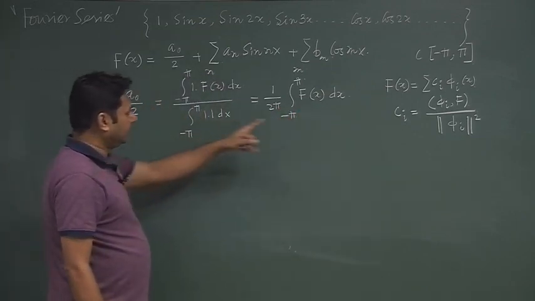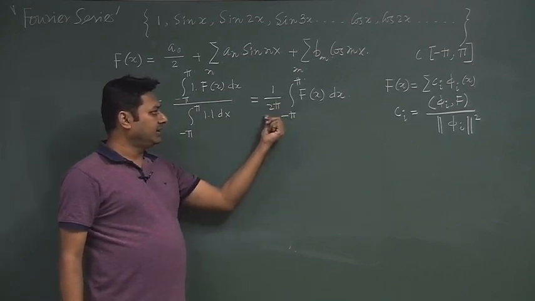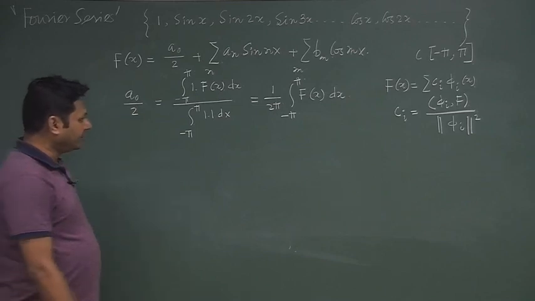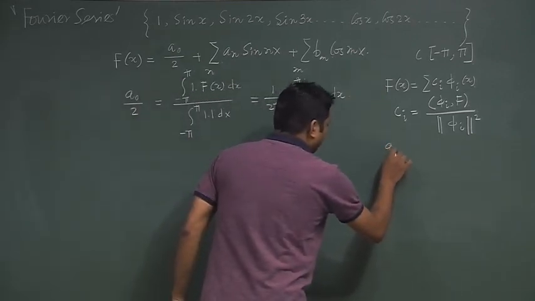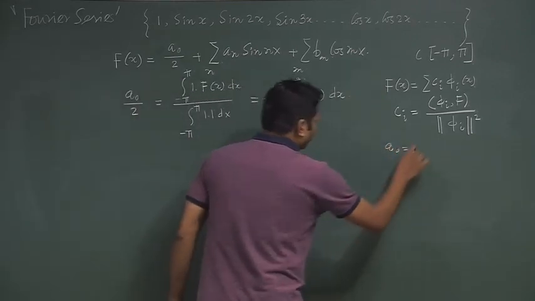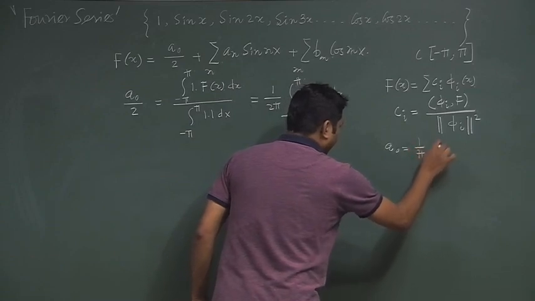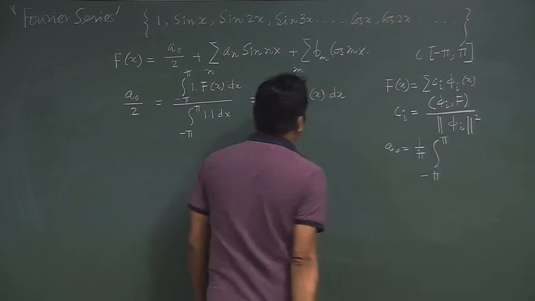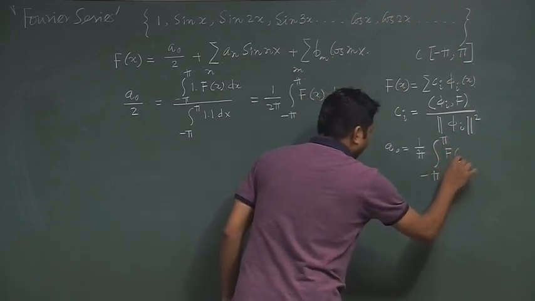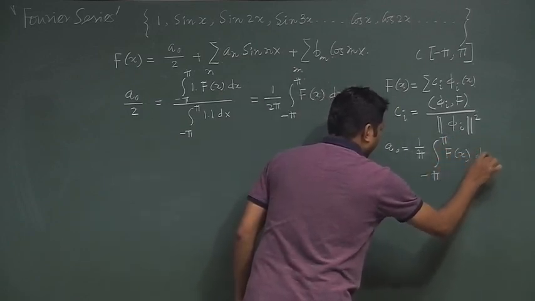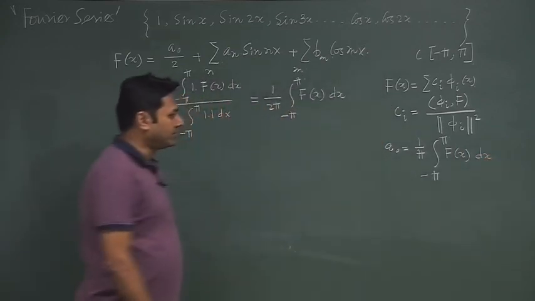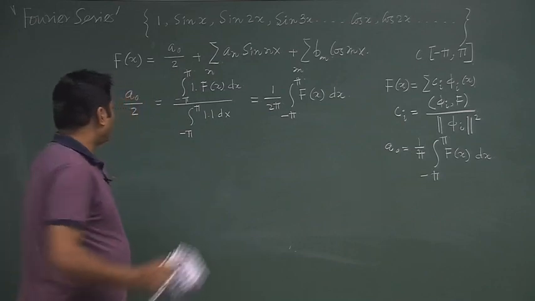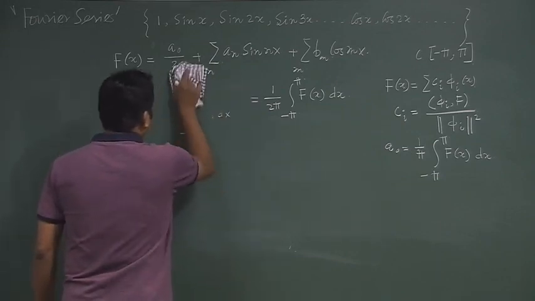If my function is given, then I just integrate, and if I calculate this, I will find my a0 by 2. So my a0 is 1 by pi integration minus pi to pi, whatever the function is given to me, with dx. That is the first coefficient I calculate, and it is something like this. Now what about the other coefficients?